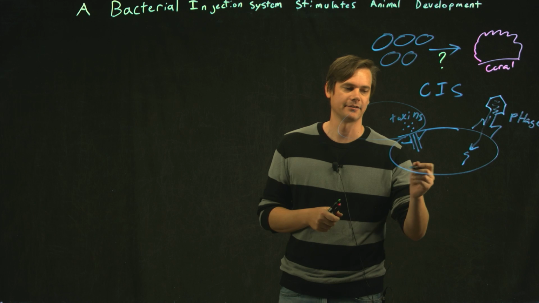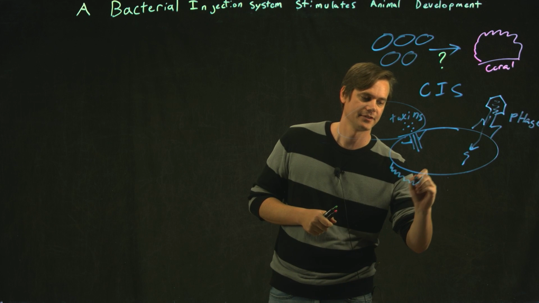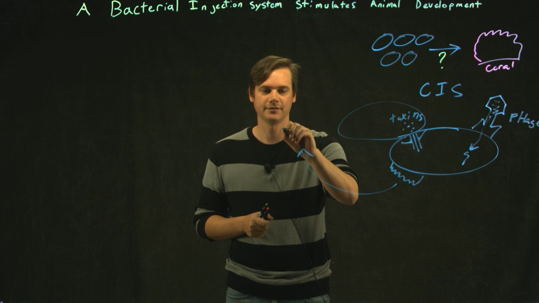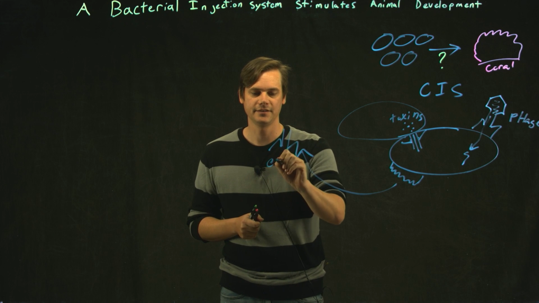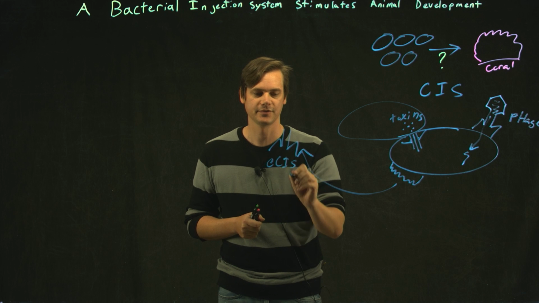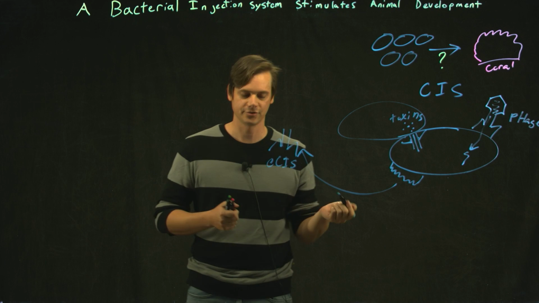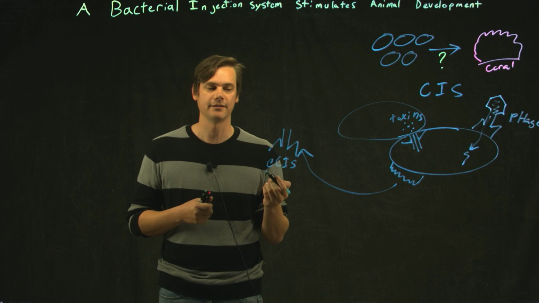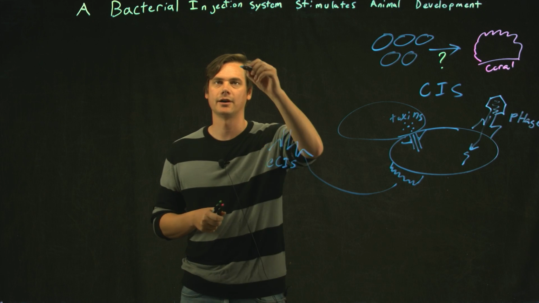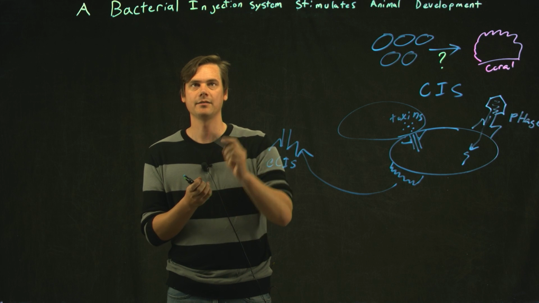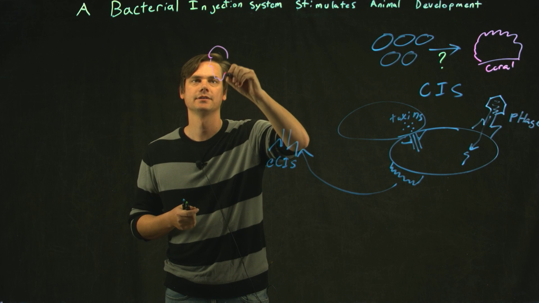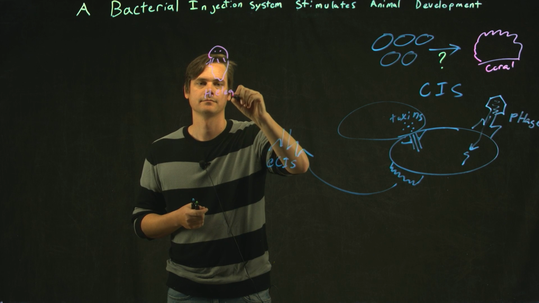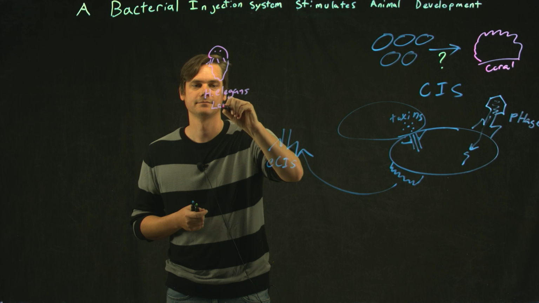And what we've discovered is that there's another type of this contractile injection system that is released from the cell. These are ECIS, extracellular contractile injection systems. And these extracellular contractile injection systems are required to stimulate a marine invertebrate's metamorphosis. Our lab studies a marine invertebrate, a tube worm, Hydroides elegans. This is the larvae.